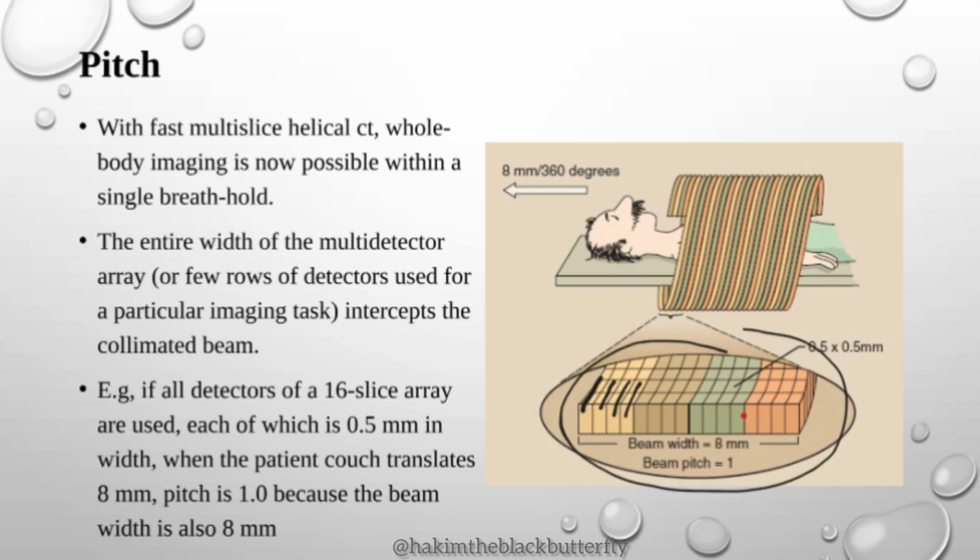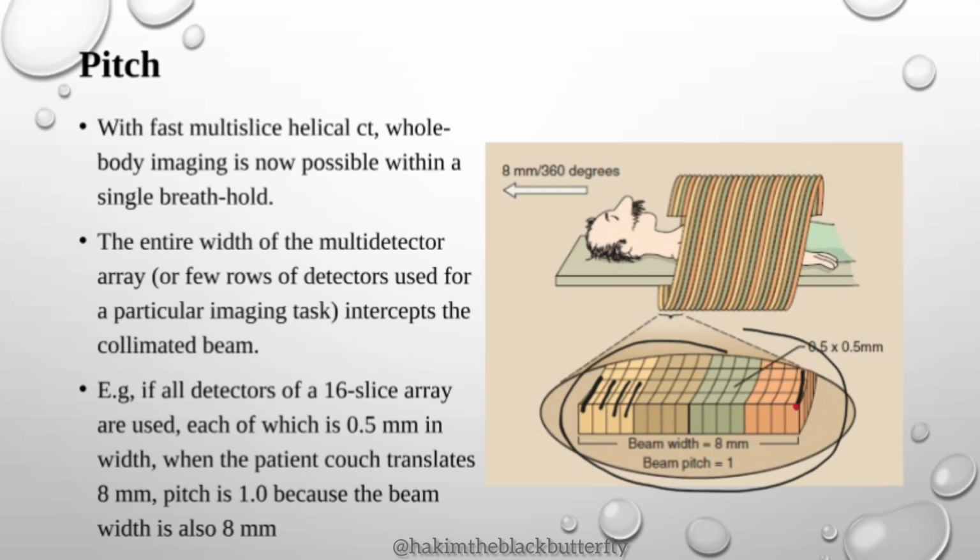So here we have 16 rows of detectors, meaning that on every rotation, every row can create its own slice of anatomy. Is that well understood? Yes, sir.